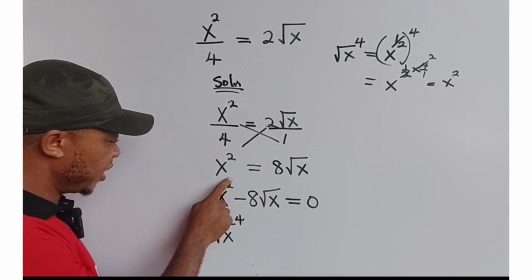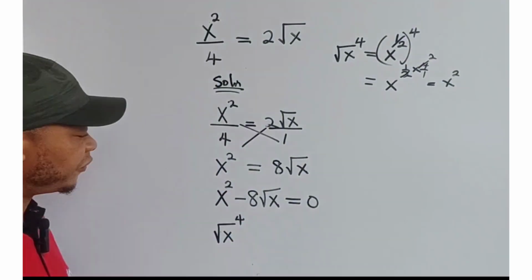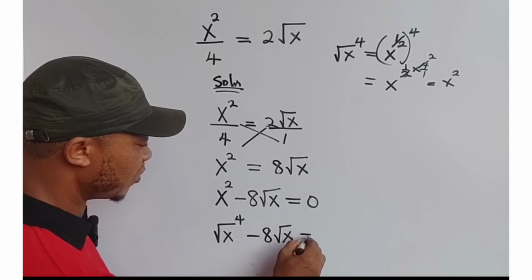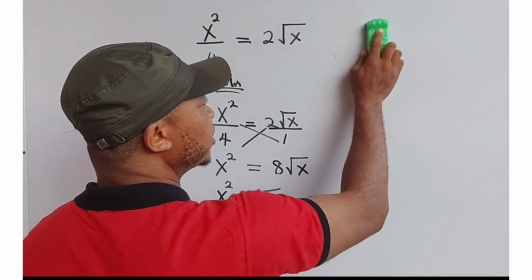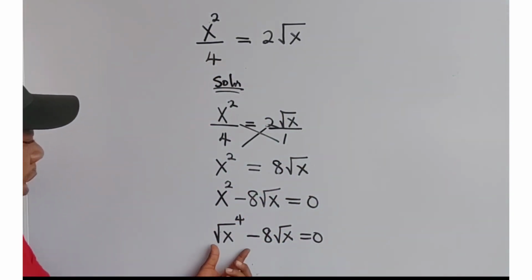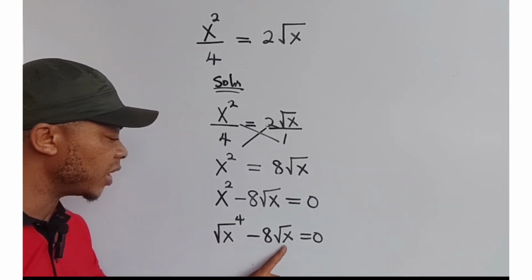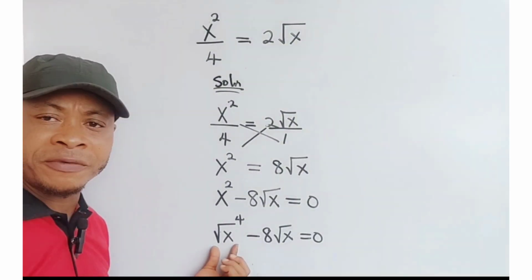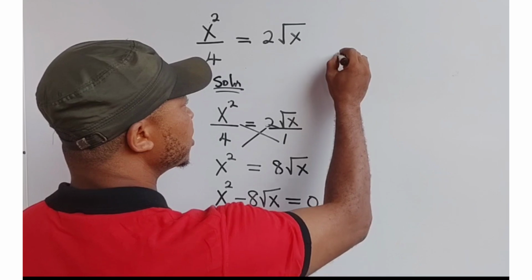So here, I replaced x raised to power 2 with root x raised to power 4. Then minus 8 root x equal to 0. Let me clean this. Now, having done this, what I'm going to do is to factor out. You see that root x and root x, they are common. So let me call them the common factor and bring one of it out. So I will have root x.